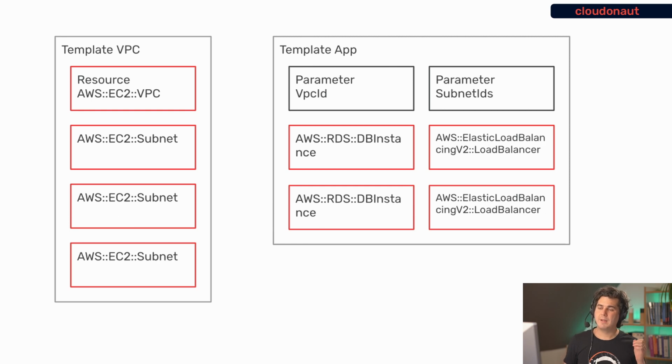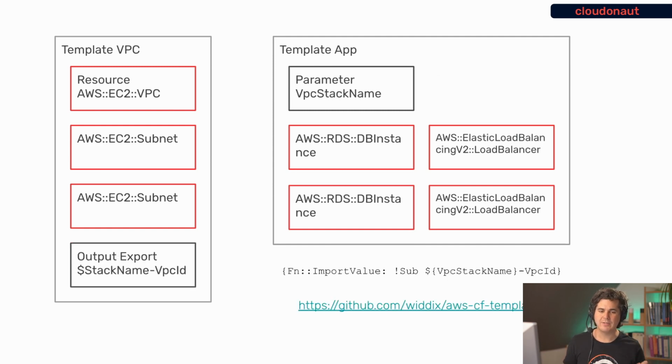So the problem with this approach is that the list of parameters can get really long. I mean, a VPC contains all kinds of things, not only the VPC ID and the subnet IDs. You might need additional information in your application stack, and then it grows and grows and grows.